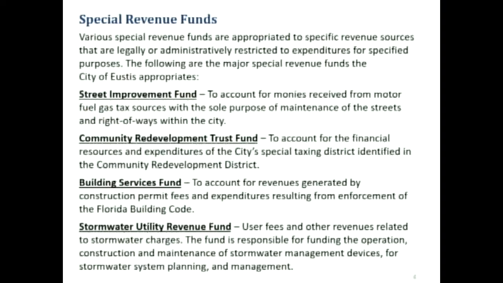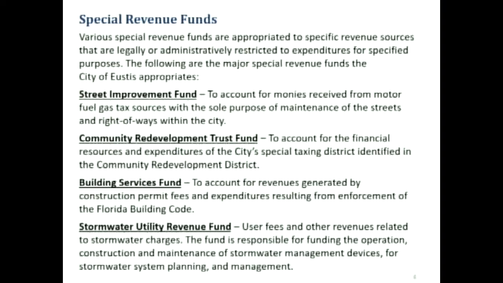Community Redevelopment Trust Fund, that's our CRA fund. We get the money through the incremental increase in property taxes for properties located within the CRA and can be used only within the CRA for specific approved CRA expenditures. Building Services Fund are all the monies we receive for building permits, and by statute those are restricted only for the use of enforcement and implementation of the Florida Building Code. So it's a restricted use fund for what we can use it for.